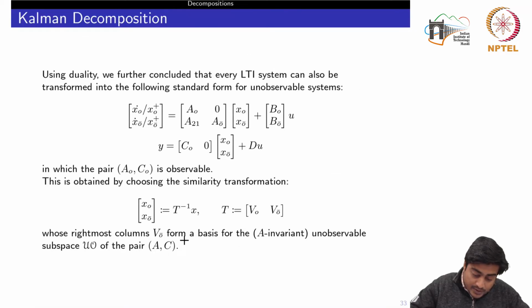Now coming on to the similarity transformation for the observability. Again we had seen this earlier. Instead of representing it by U, I am using O bar, where Ao and Co is an observable pair and Ao bar is the unobservable matrix, Ao bar and 0, right? This is obtained by choosing the similarity transformation as this one, where T I have specified as Vo and Vo bar, where the rightmost columns of this Vo bar form a basis for the A invariant unobservable subspace of the pair A, C.